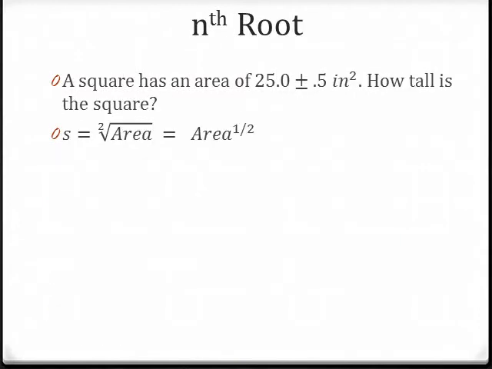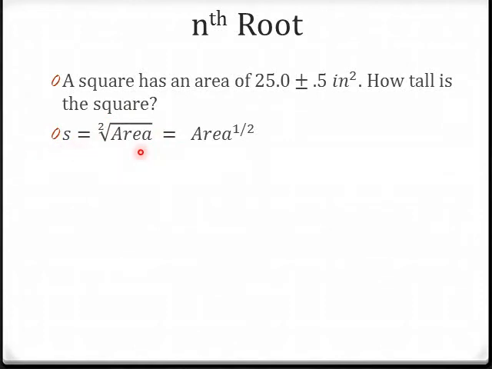To find the uncertainty of a number calculated with a root, we're going to do a very similar process to that of a power. Let's look at the example where we have a square that has an area of 25 square inches plus or minus a half square inch. If we want to know the length of one of those sides, we have to take that area and square root it, and that will be the length of one of those sides.